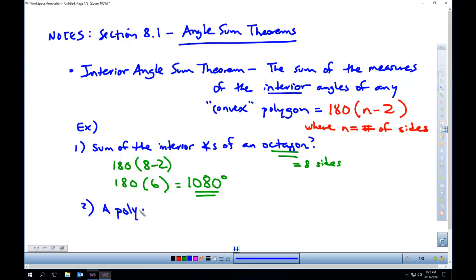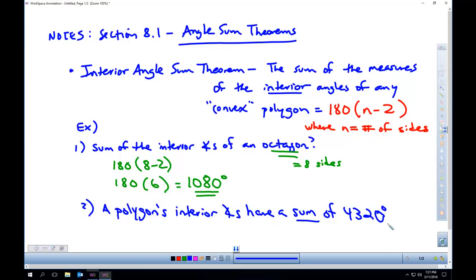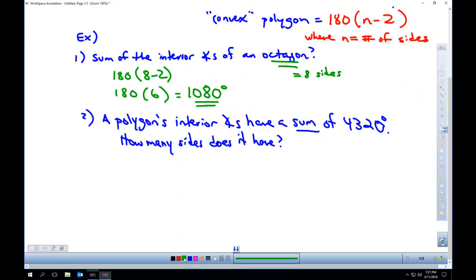Okay? A different question I might ask you might be, I might give you the total. I'll say, hey, a polygon's interior angles, all of them together add up. So let's say 4,320 degrees. All right? So I'm giving you the sum this time. And so what am I going to ask for? Right, I'm going to say, hey, how many sides does this figure have? So again, if you want to pause it and try to figure it out, you can. Or if you're not sure, just let it keep playing and I'll help you with the solution.